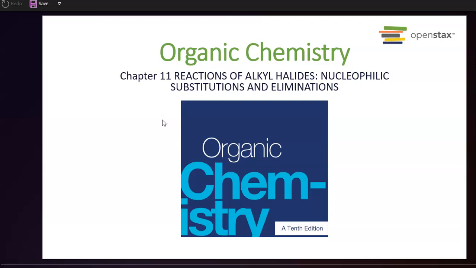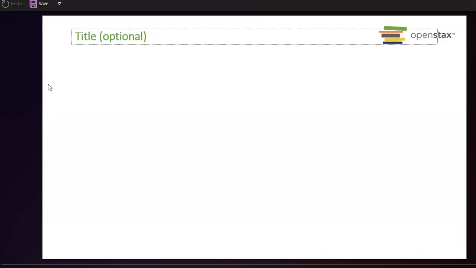Hello, this is chapter 11, which is reactions of alkyl halides. The reactions are nucleophilic substitutions and elimination reactions. These are actually one of the most widely occurring and versatile reaction types in organic chemistry, because we can use simple alkyl halides to convert them into very useful organic compounds like alcohols, other halogen-containing compounds, or cyanides or nitriles, etc. In the previous chapter, we had discussed the different types of alkyl halides.